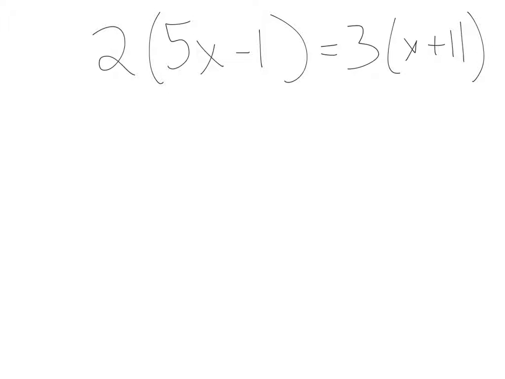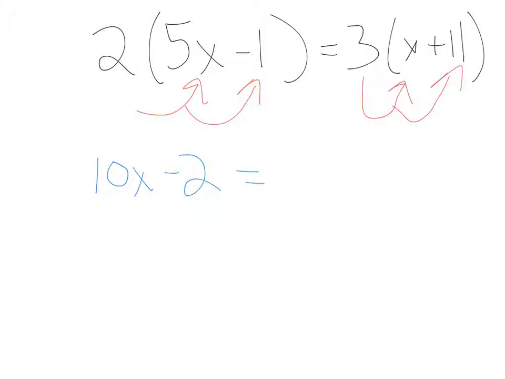So to get rid of them, we have to use the distributive property. We're going to distribute the 2 to every term inside these parentheses and distribute the 3 to every term inside these parentheses. And what's that going to look like? Well, 2 times 5x is 10x. 2 times negative 1 is negative 2. We don't need parentheses anymore because we've done our distributive property. 3 times x is 3x. And 3 times 11 is 33.